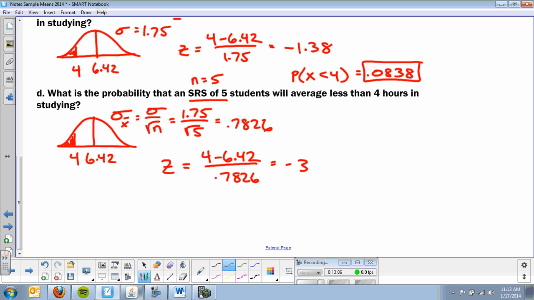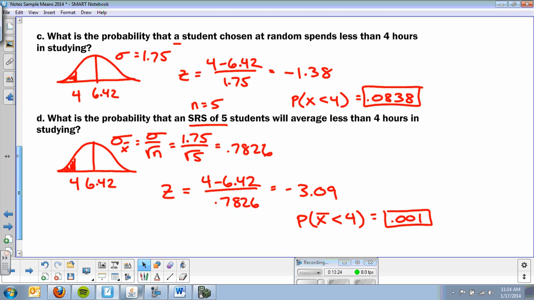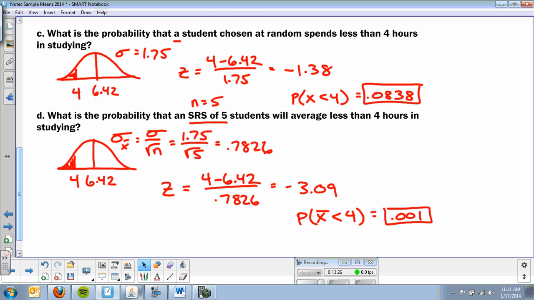I'm going to get a z-score of 3.09, which is going to give me an area that x bar, the sample mean, is less than 4, of 0.001. So whereas it's unlikely, only 8% chance that I get one person that studied less than 4 hours, if I pick 5 people and average their study hours, it's even less likely to find that their mean study time is less than 4.